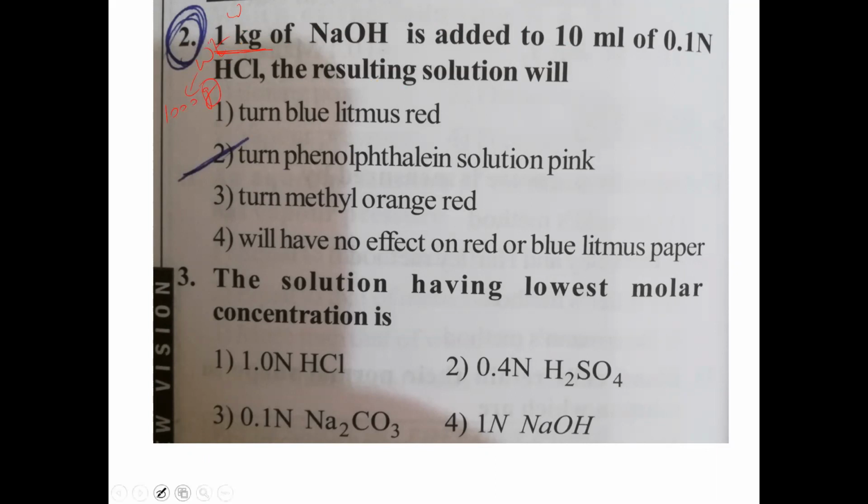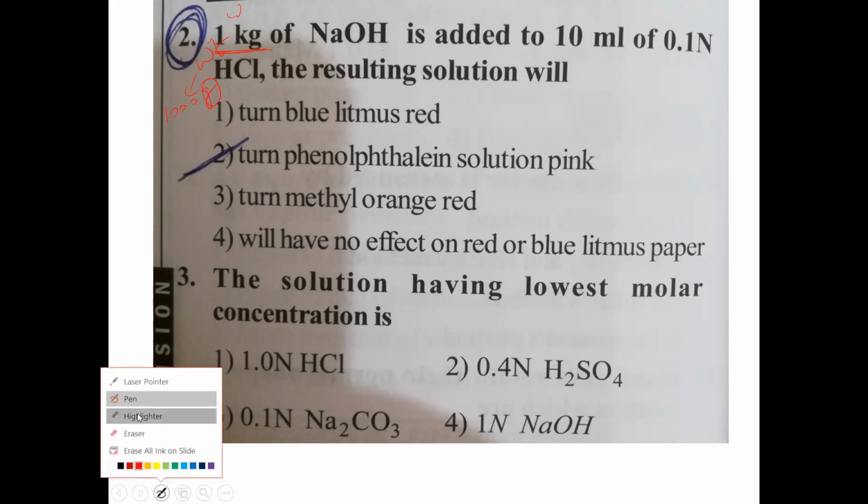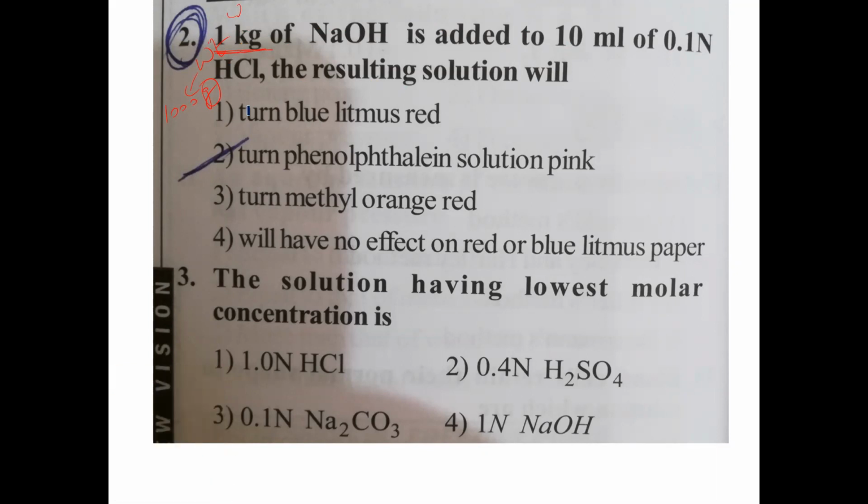After that, is NaOH a base or an acid? NaOH is a base. This NaOH base is added to 10 ml of acid. So 10 ml means how many liters? Volume in liters is equal to 10 by 1000, that is 1 by 100, so 0.01 liters is the volume of acid here. And what is the normality of the acid? The normality of the acid is 0.1 normal.